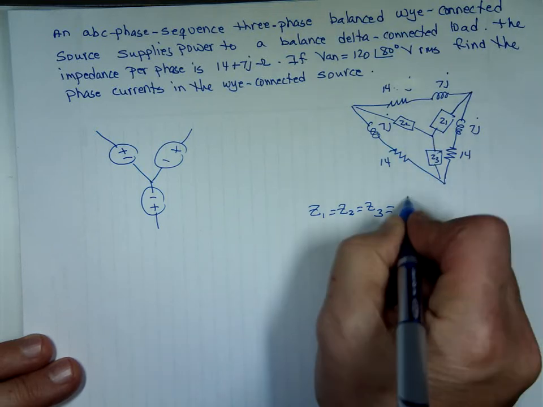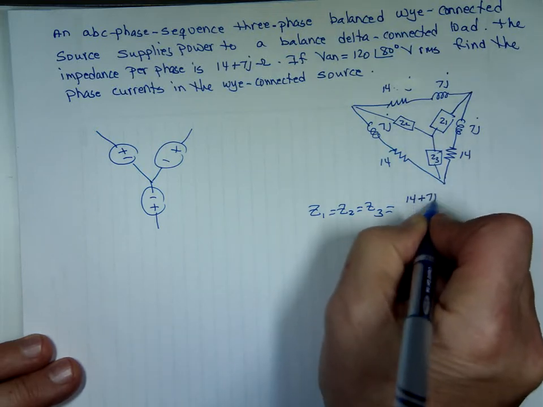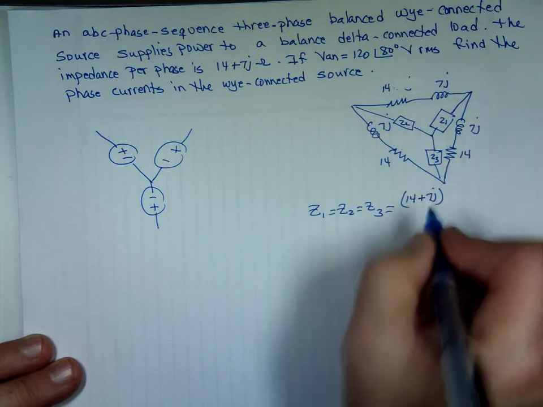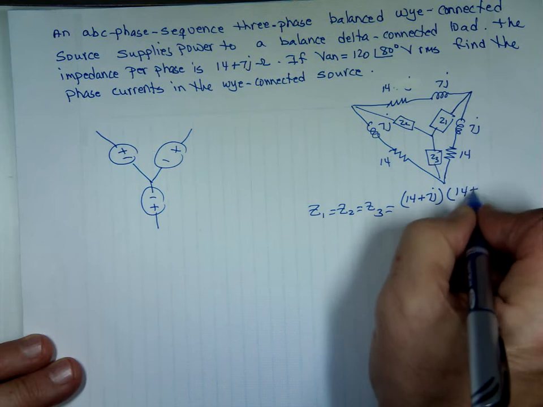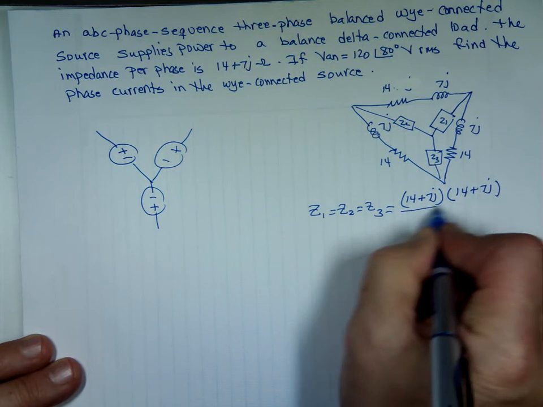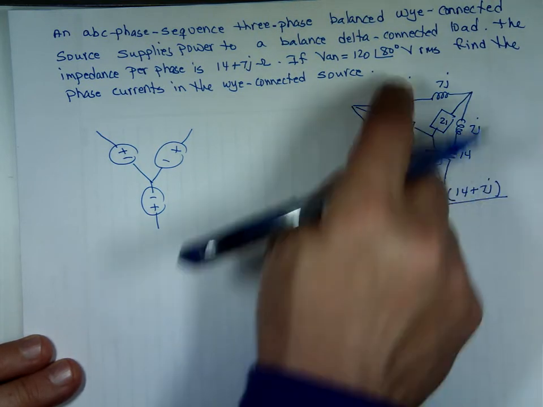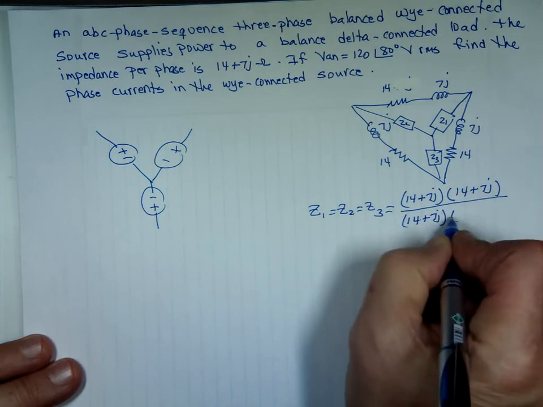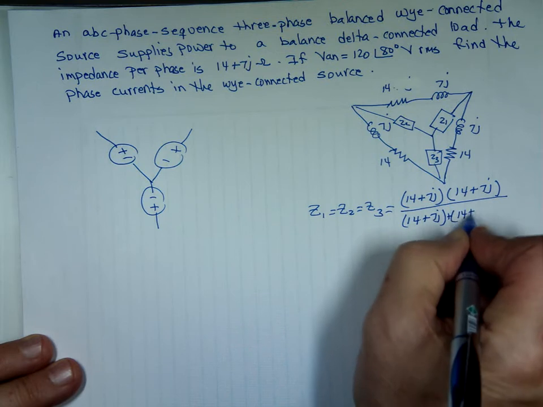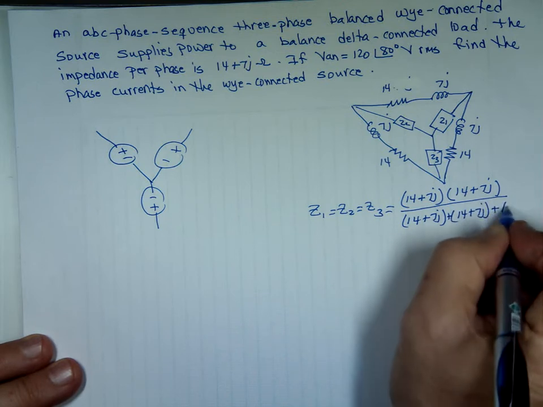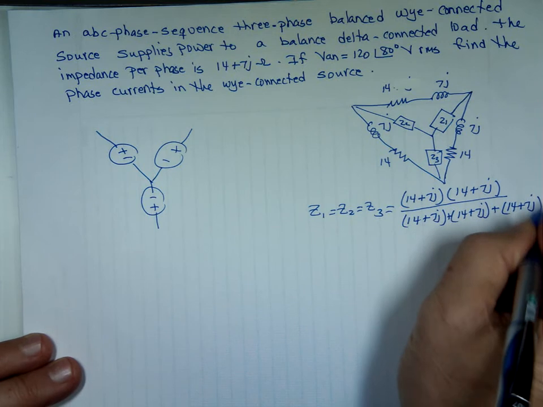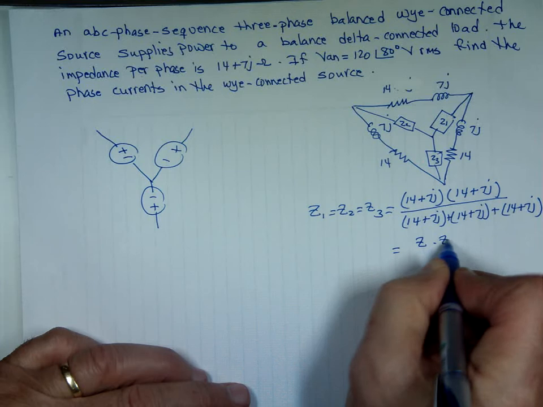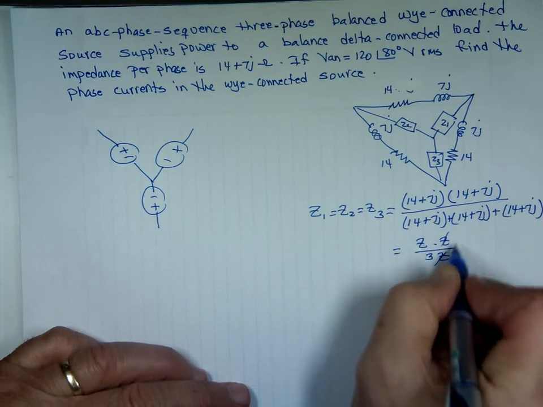So that'll be 14 plus 7j, that's this one here, times this one here. You can go back to last semester and look and see how we did them. Divided by the sum of all three of them. But when they're balanced, once you find one, it's going to be the same for all of them. And if they're really equal, let's call each one of them Z. That'll be Z times Z over what? 3Z. And what do you know? It's Z over 3.